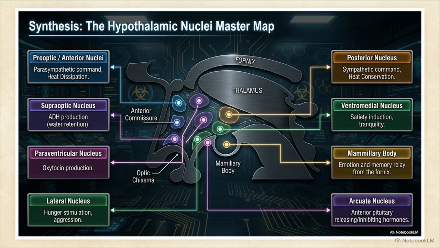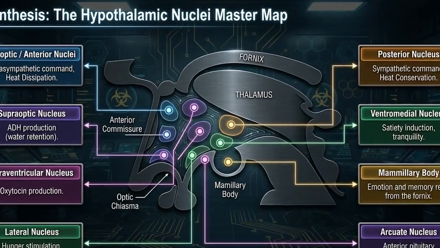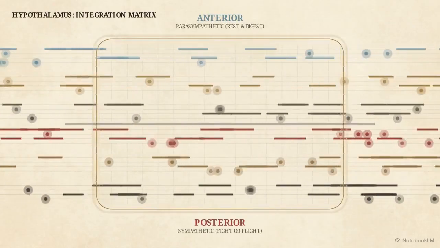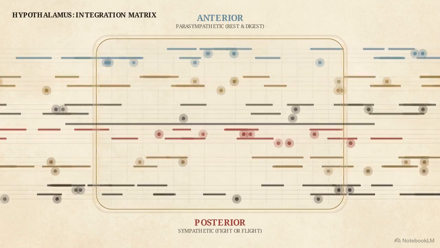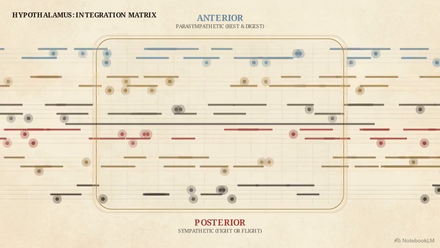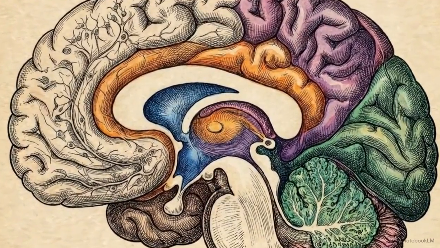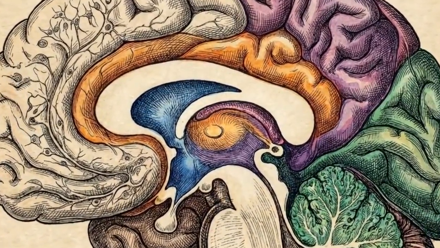And cutting across the center, the somatic visceral bridge integrates our psychological state, routing limbic signals from the fornix directly into the mammillary bodies. The hypothalamus manages the staggering complexity of human survival without crossing its signals. It achieves this precisely because it is not a homogeneous mass of tissue, but a strictly regionalized, geographically segregated integration matrix.